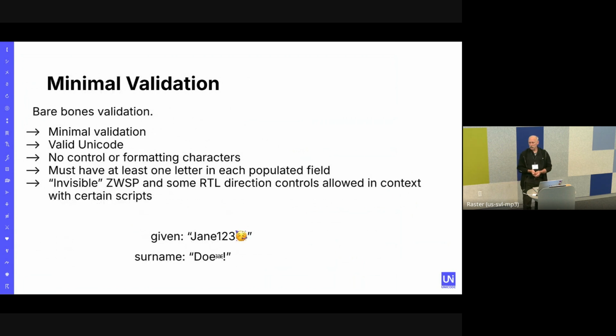Minimal validation basically says you've got real Unicode, and I don't have any control characters and minimal formatting characters, and I have to have at least one letter in each populated field. So that's basically it. Try to avoid invisible and zero width situations, except there are contexts where that should be allowed when you have Arabic, or you have cases where you need variations on Asian characters. So you can have emoji if you want. You can throw in mathematical symbols.